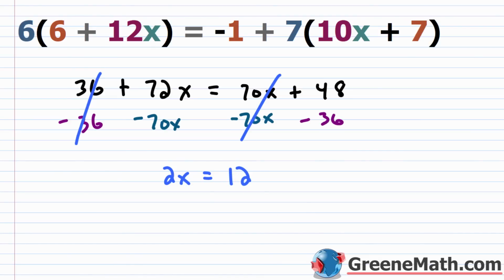So again, very easy once we have it in this format. So 2x equals 12, we want to divide both sides by 2, that coefficient of x, and I'm going to get that x is equal to 6, right? 12 divided by 2 is 6. So x equals 6 is my solution.